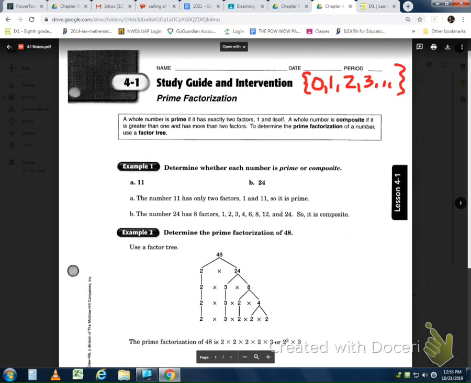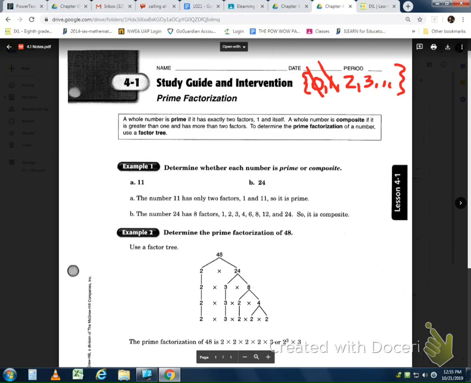1, how many factors does 1 have? 1. 1 is it. So 0 and 1 are neither prime nor composite. The smallest prime number is 2. Is 3 prime? How many things go into 3? 1 times 3. So is 3 prime? Yes. The definition of prime is exactly two factors, 1 and itself. What about 4? No.